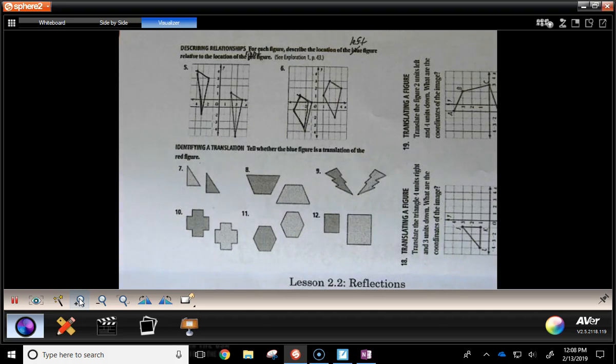On 7, 8, 9, 10, 11, and 12, all you're doing is saying yes or no. If you want to put Y or N, I'm okay. But you're just telling me, is it a translation and only a translation? And then on 18 and 19, they're on the side. Read the instructions. They want you to draw the translation. They're telling you how many units to move, and you need to make the new one. Just make sure when you do the translation, it's on every single vertex. That is your assignment for tomorrow. You may work.